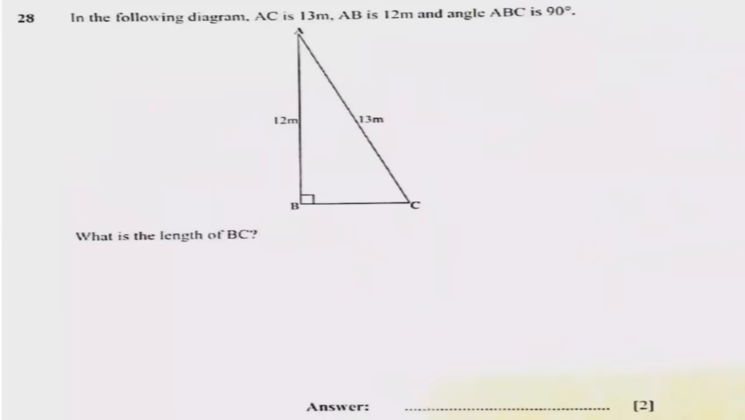We come to question 28, which is: in the following diagram, AC is 13 centimeters, AB is 12 centimeters, and angle ABC is equal to 90 degrees. What is the length of BC? When we want to find the length of a side in a right-angled triangle, we usually use the Pythagoras theorem method. So how does it work? How do we do it? I'm going to show you how you go about it.